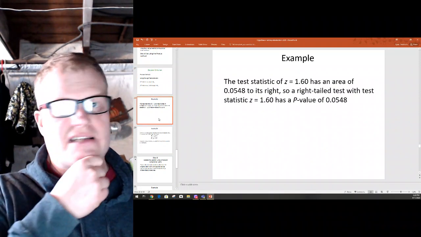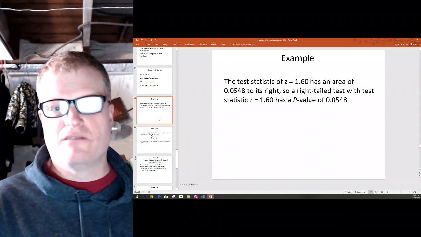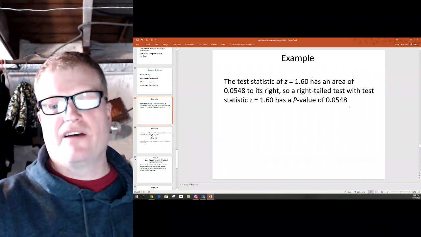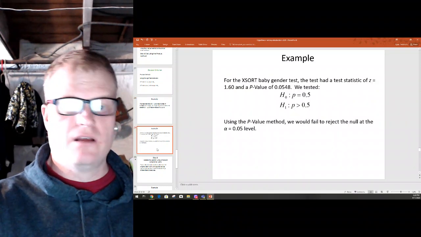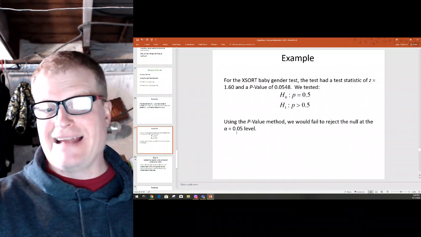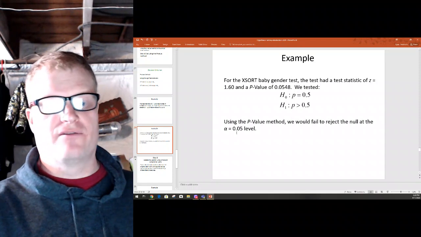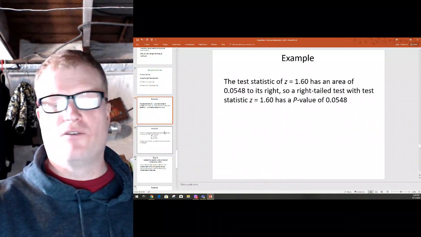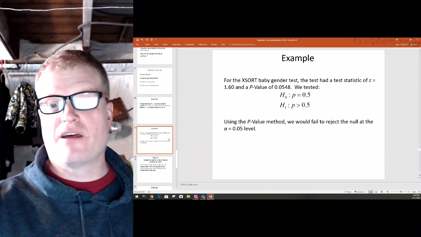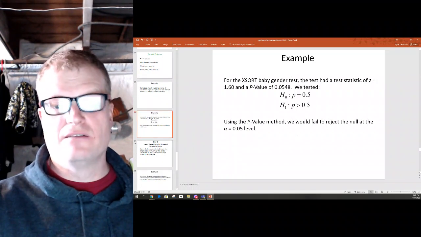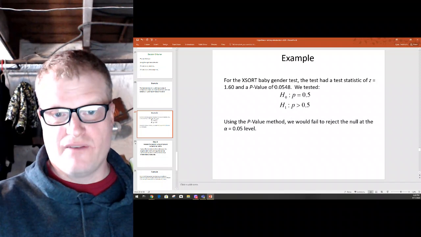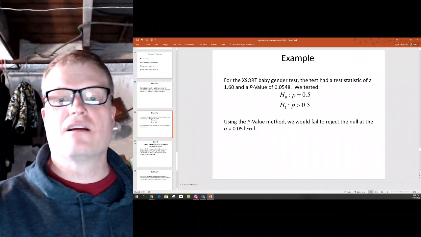So go back to our example. We got a test statistic of 1.60. We calculate our p-value to be 0.0548. So we picked an alpha of 0.05, and 0.0548 is going to be greater than our alpha. So in this case, we're going to fail to reject the null because our p-value is greater than our alpha.